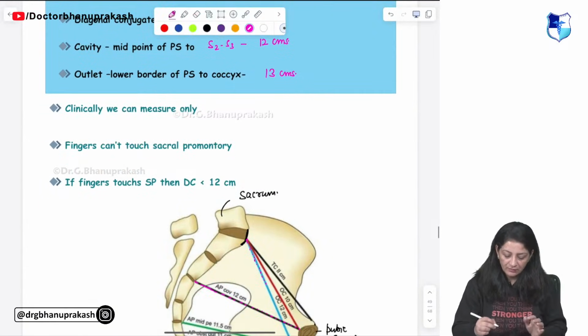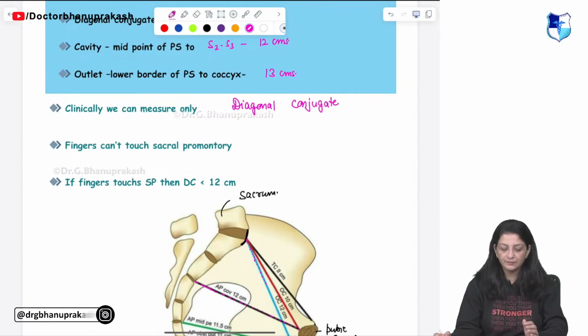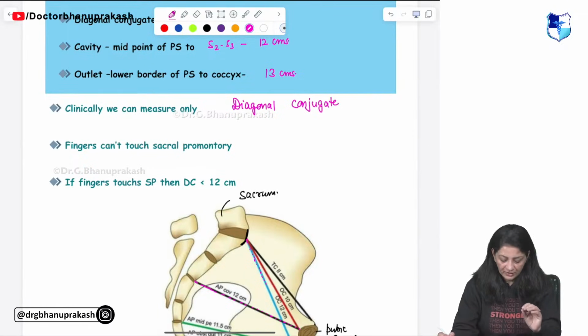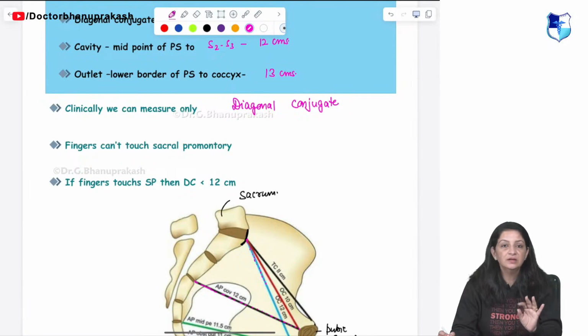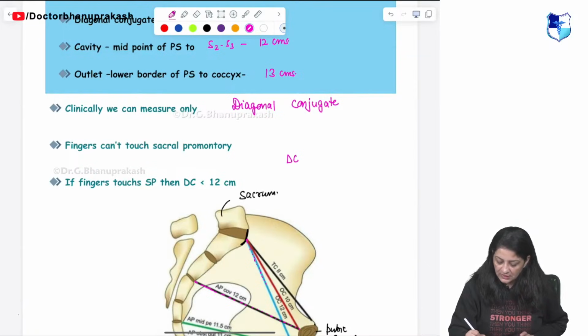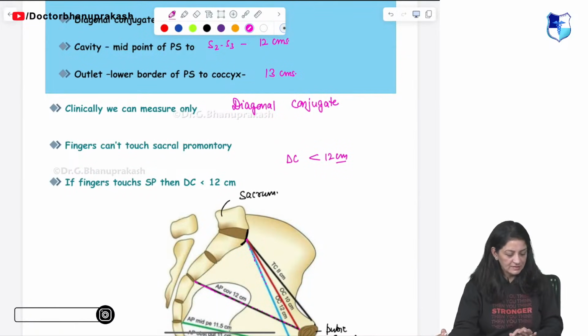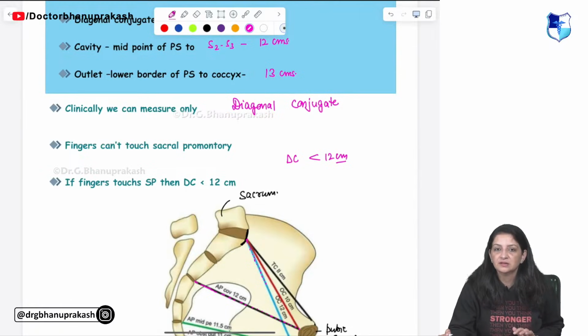Clinically, we can measure only the diagonal conjugate. Normally, the fingers can't touch the sacral promontory. If they are touching, it means the diagonal conjugate is less than 12 centimeters.